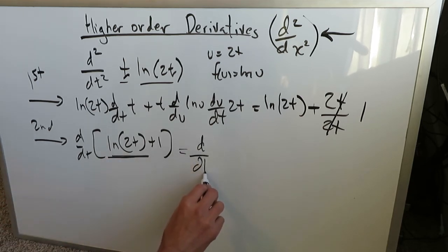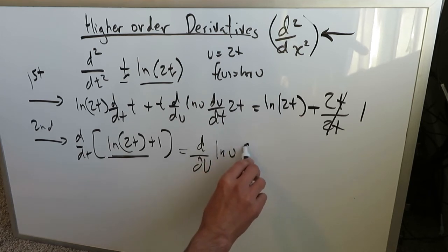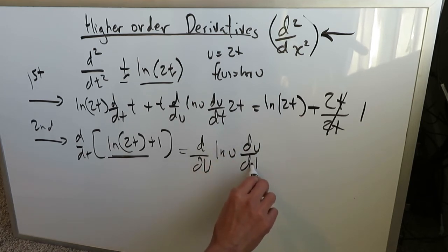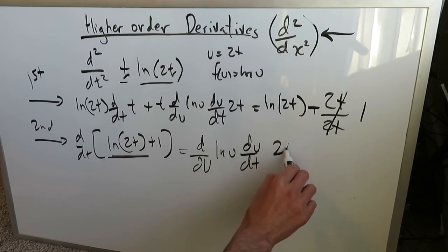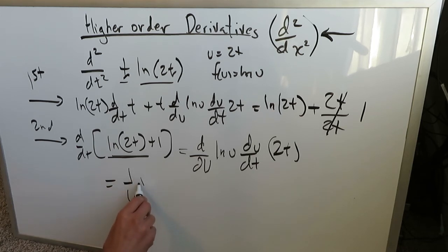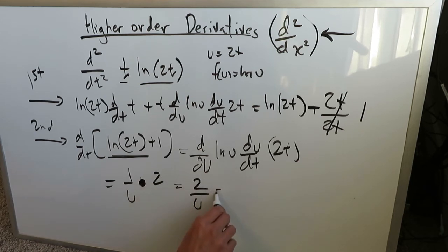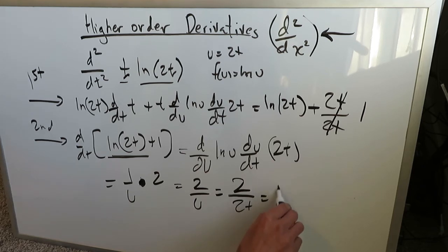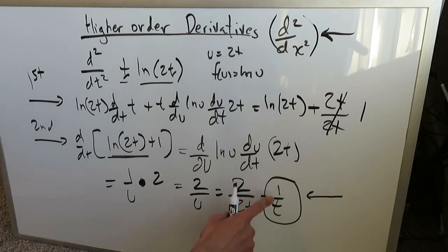Derivative with regards to u, we have a natural log u, a substitution over here, and du with regards to dt, and you have a 2t. All you have to do is take this to completion and you're done. Natural log u derivative is 1 over u. Multiplying here, 2t derivative is a 2. What do you get? 2 over u. And what does that yield you? 2 over 2t, and you get 1 over t, and you're done. So this represents your second order derivative, 1 over t, and you're good.